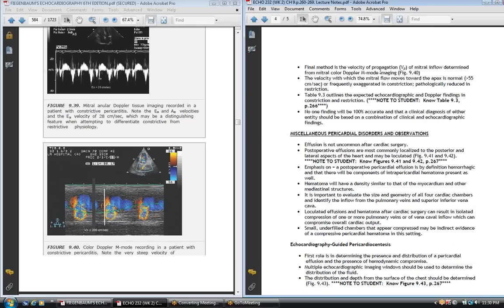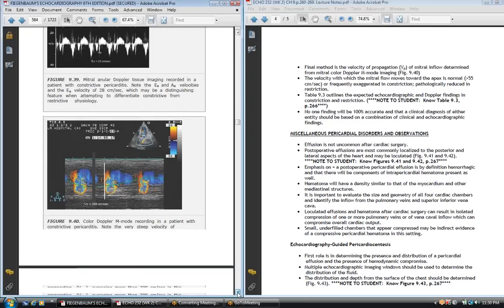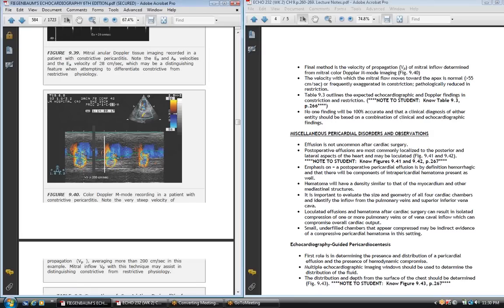The final method is the velocity of propagation of mitral inflow determined from mitral color Doppler M-mode imaging, which is figure 9-40. We put an M-mode cursor through the mitral valve. We've turned on the color, so you're getting color M-mode. And you're looking for a very steep velocity of propagation, this Vp that they're measuring.